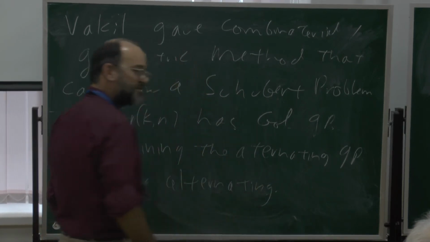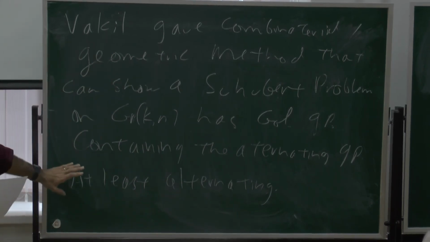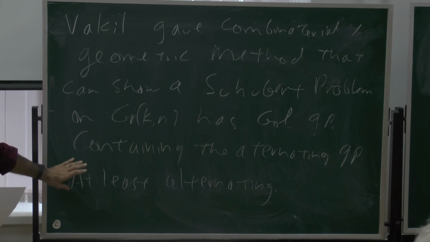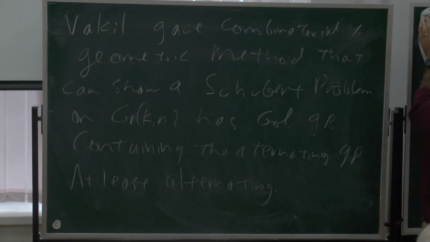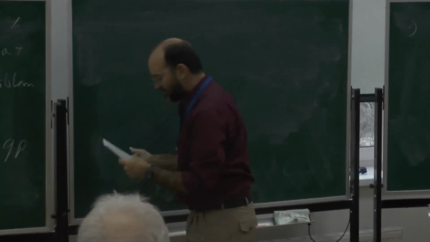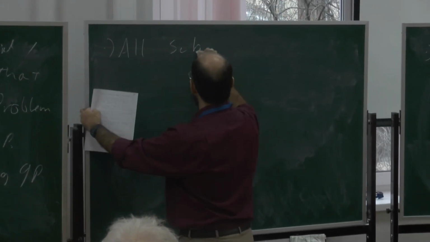One uses the tools that one has at hand, and so we can show a number of Schubert problems are at least alternating. It's believed they're full symmetric, but without more knowledge, I can't say more, at least for now. Okay, so here are some examples.